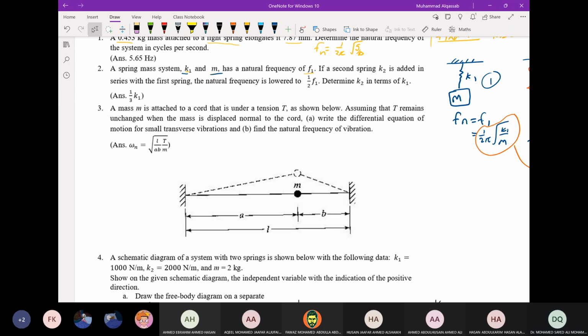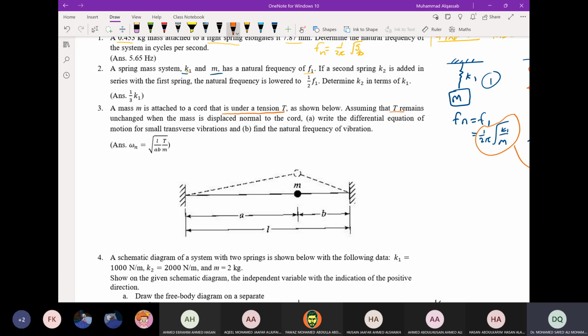Now, the cord, this might be according to what we did in statics. Just imagine that this is in statics now, in equilibrium. The assumption made here is that the tension in the cord is T, assuming that the tension T remains unchanged when the mass is displaced normal to the cord.